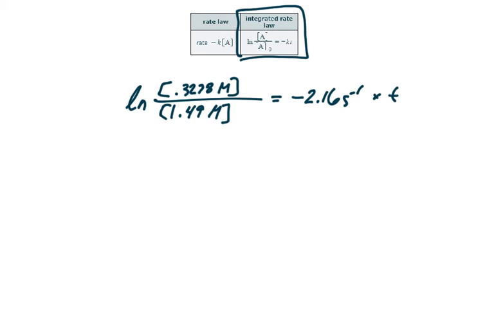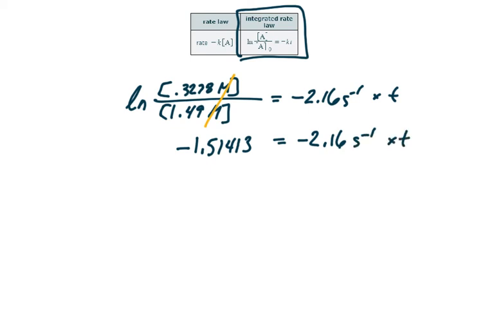So, our units here will just go away. You can't take the natural log of units anyway. So we need to put into our calculator the natural log, so we hit the ln button, of this over this. So the natural log of 0.3278 divided by 1.49, close parentheses, and I get negative 1.51413. Try not to round too early. Let's take it out to a good number of decimal places. Okay, that is equal to negative 2.16 seconds to the minus 1 times t.